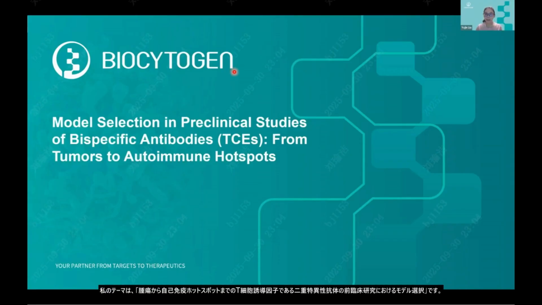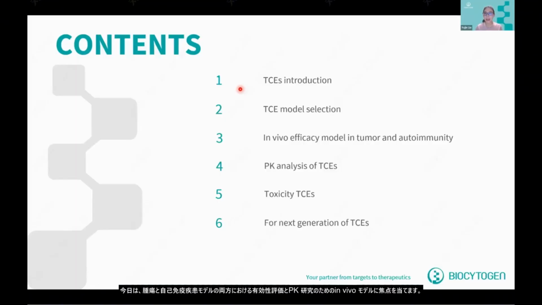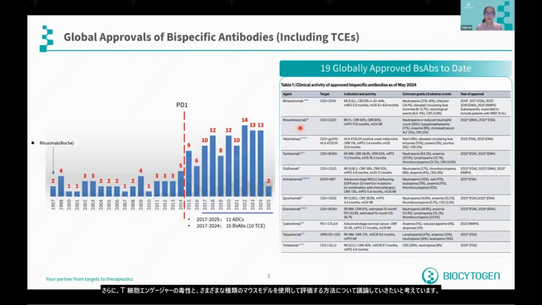Hello everyone, I'm very glad to be here. Today my topic is model selection in preclinical studies of bispecific antibodies, which is T-cell engager, from tumors to autoimmune hotspots. Today I will focus more on the in vivo models for efficacy evaluation in both tumor and autoimmune disease models, as well as PK studies. Meanwhile, we want to discuss the toxicity of T-cell engagers and how to evaluate it using different kinds of mouse models.